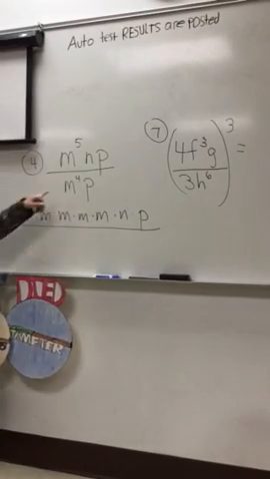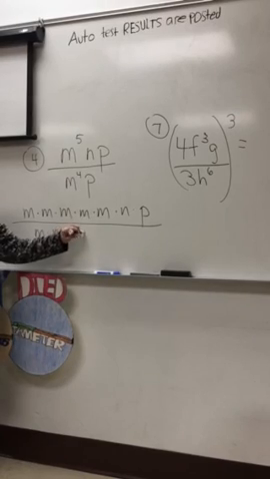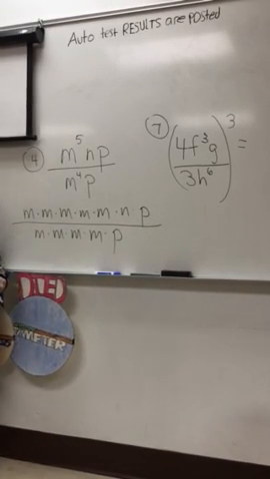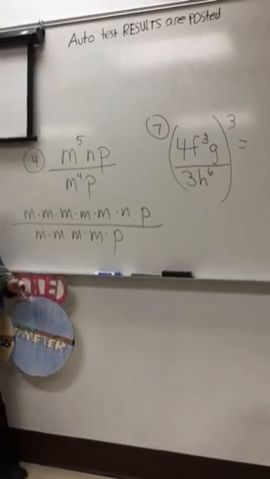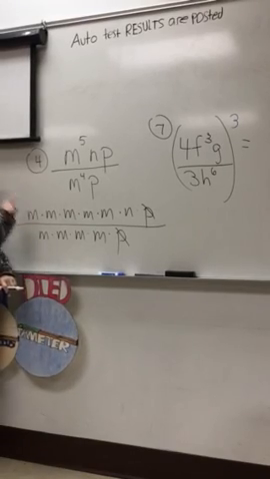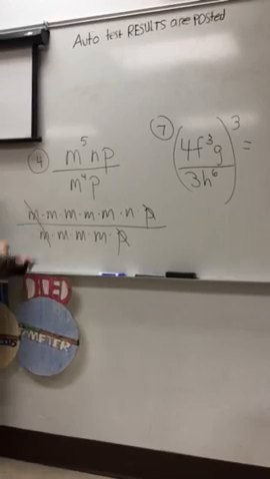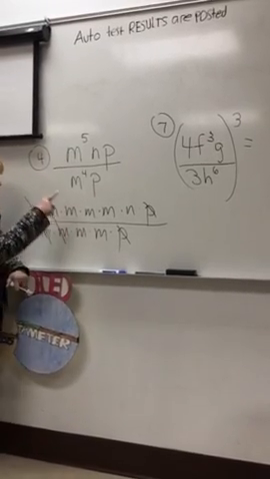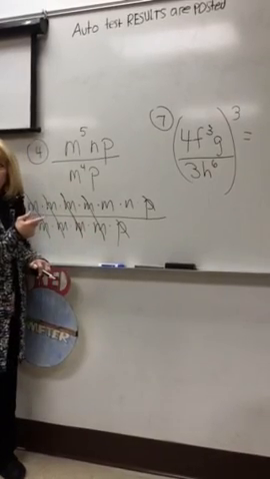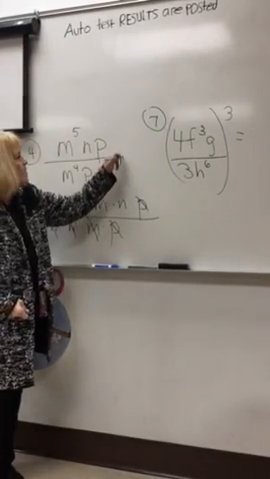On the bottom, you'd have 4 m's, and a p. Well, if you have a p on the top and a p on the bottom, gone. They cancel each other out. And this m will cancel out this m. Gone. This m will cancel out this m. Gone. This m will cancel out this m. Gone. What's left? M and N. An m and an n. That's your answer. Equals mn.